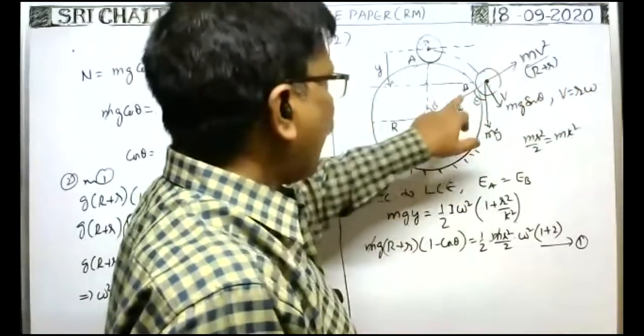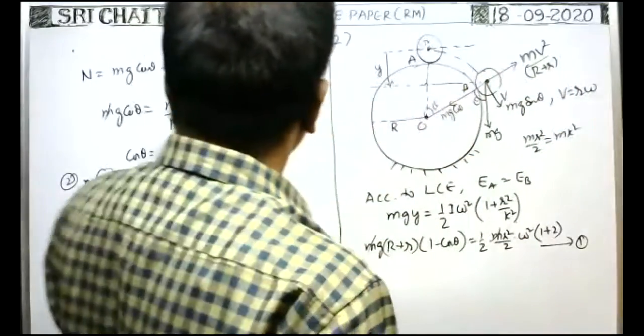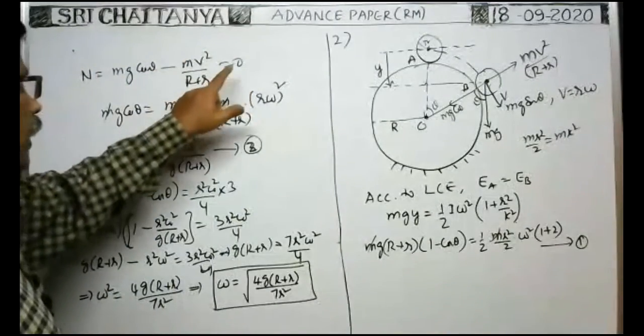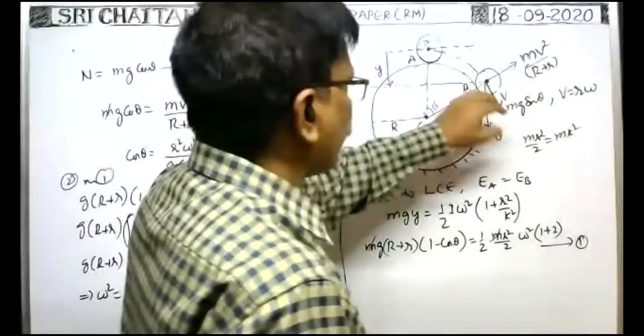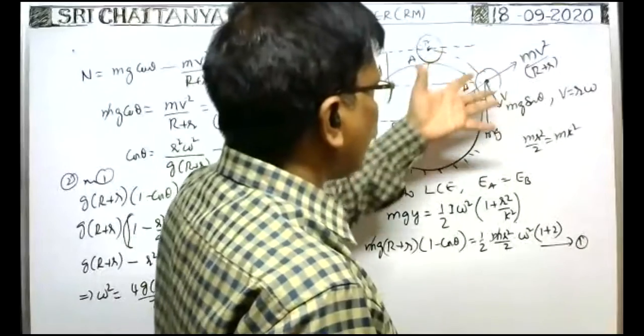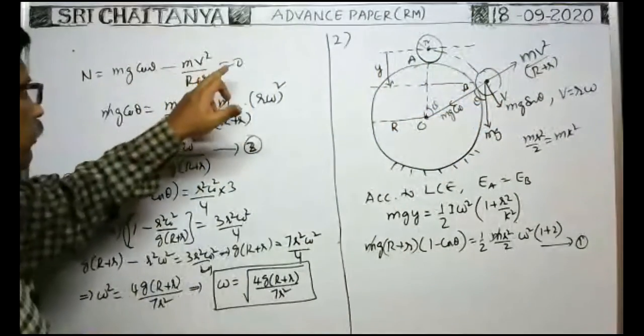Now normal reaction is equal to mg cos theta minus mv square by capital R plus small r. That is equal to 0 when it leaves contact. At the time of losing contact there is no normal reaction, so the normal reaction is 0.